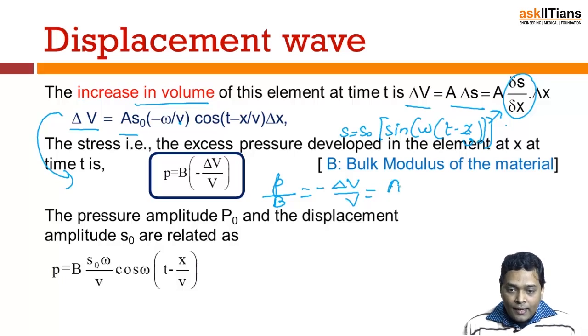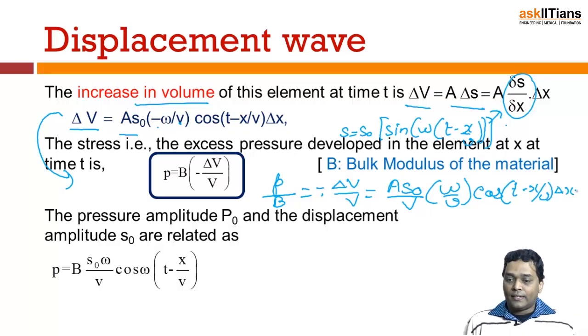I'm not concerned about the negative sign. Even if I take into account the sign, it is finally not going to affect, because there is a negative sign here and a negative sign here, so effectively it becomes positive. So effectively you get A S naught divided by V, then you have omega divided by the velocity, cos of T minus x by V into delta x. So this is what you get, right?